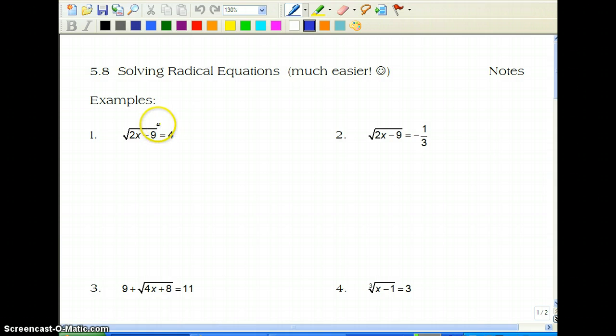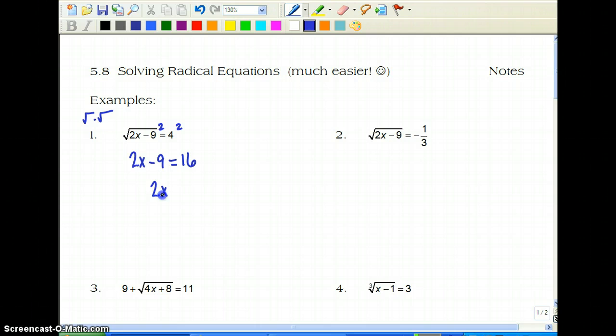So if you remember, if you square a square root, it will go away, because a square root times a square root, remember, gets rid of the radical sign. So we're just going to square both sides. As long as you do it to one side, you've got to do it to the other side. So that'll be 2x minus 9 equals 16. Now you have a simple equation to solve.